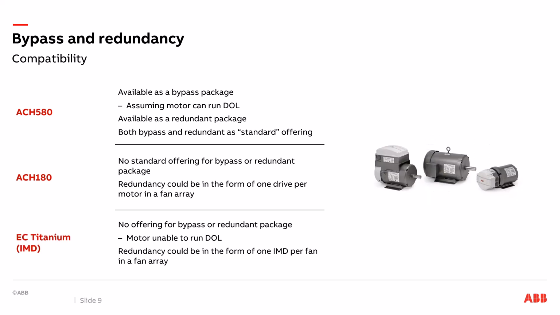And similar with the EC Titanium, there's no offering for a bypass or redundant drive package. It's one drive on that motor, and the motor itself cannot run across the line, so bypass would never make sense in the first place. And similar to the ACH180 concept, you can design redundancy into your system, like with that fan array, having one integral motor drive package per fan, which is what it would naturally be. That gives you a good degree of redundancy, because if the electronics failed in one of those, naturally you'll have the remaining fans and motor drive packages that would be able to run.